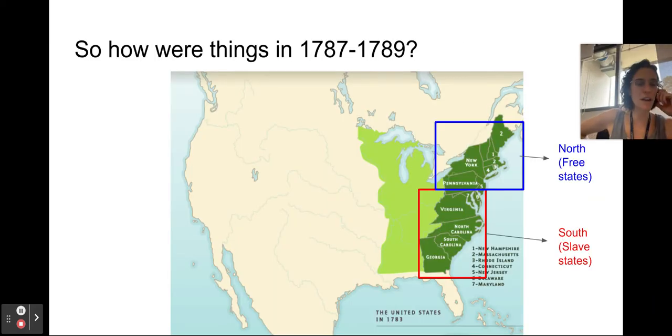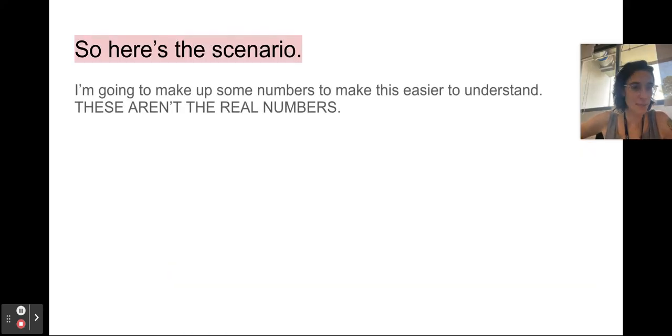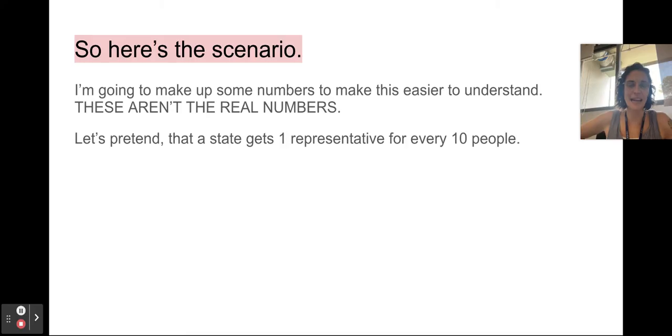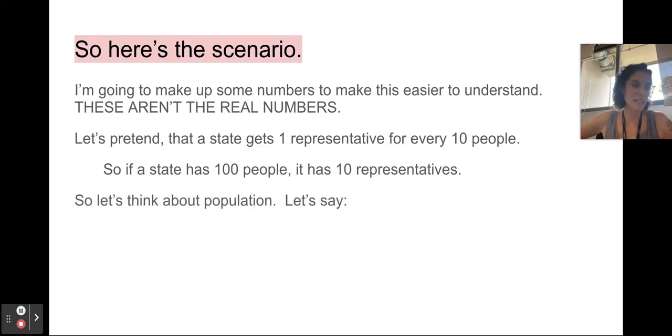So let's talk about where things were in these new United States as they are writing the Constitution. We have the free northern states and the slaveholding southern states. So here's the scenario. I'm going to make up some fake numbers. These are not real numbers. It's just simplified to help you understand. Let's pretend a state gets one representative for every 10 people. So if a state has 100 people, 10 representatives. You with me? So let's think about specific population numbers.